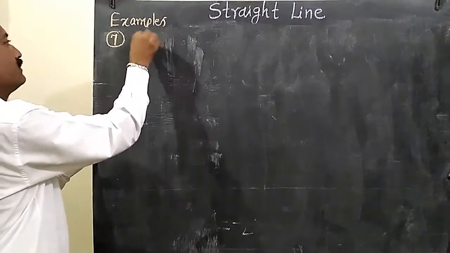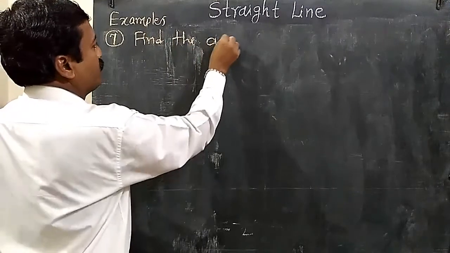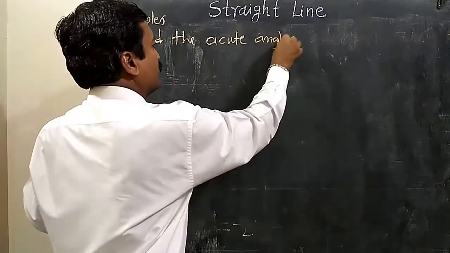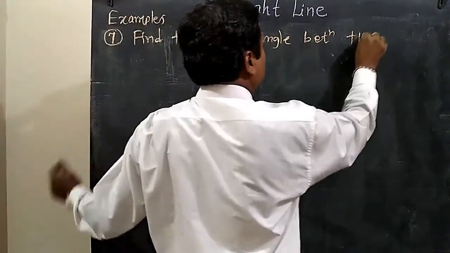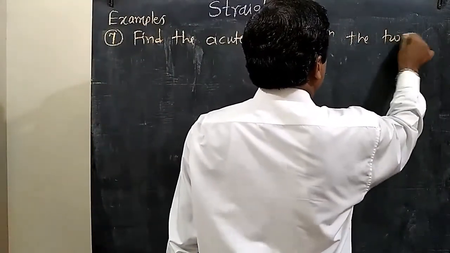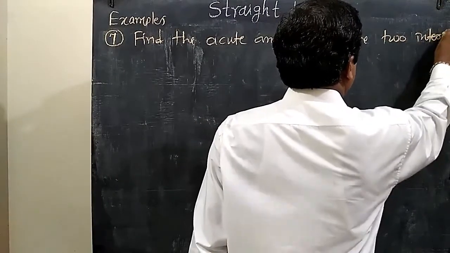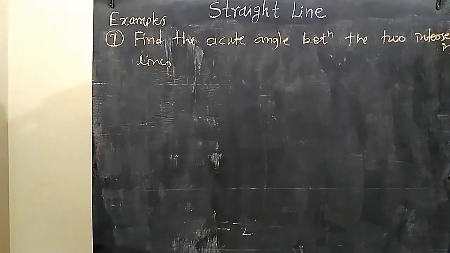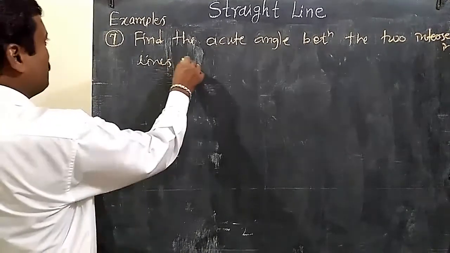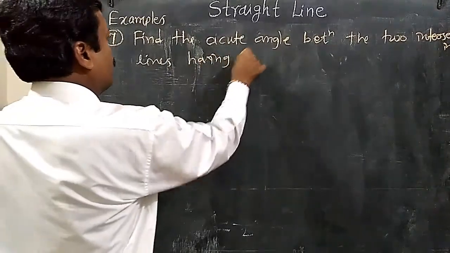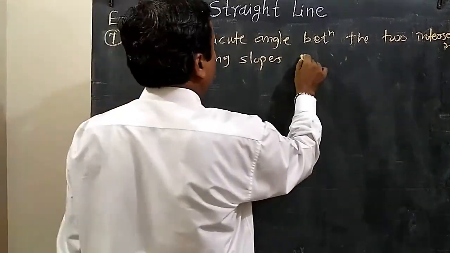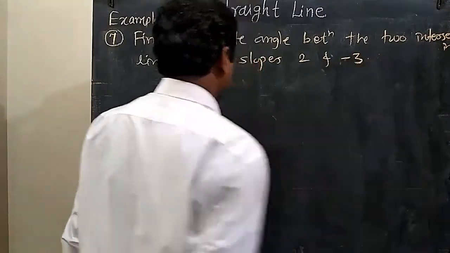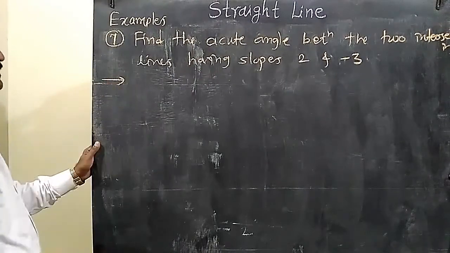Find the acute angle between the two intersecting lines which pass through the points having slopes 2 and -3. Let us see a simple example.